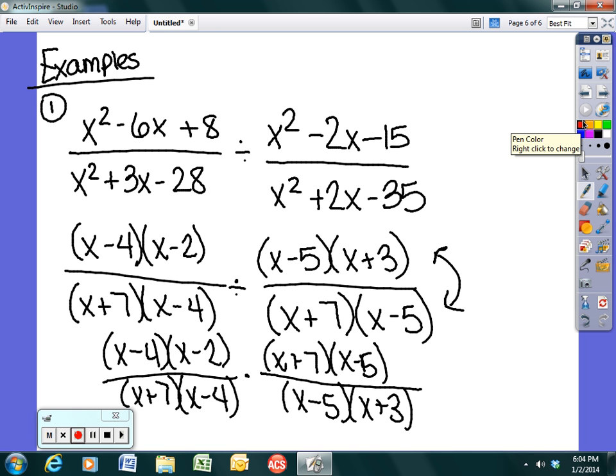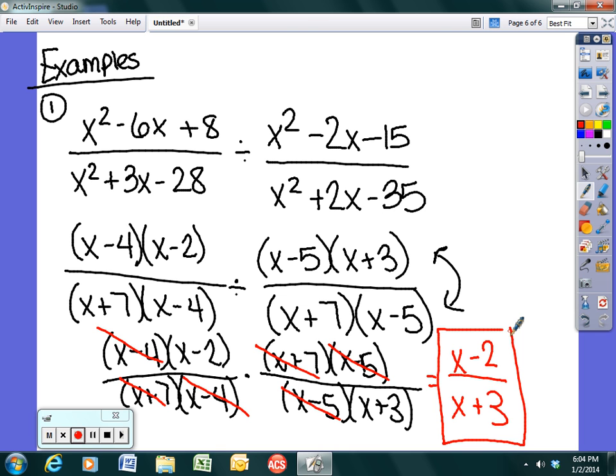Step 3, we cross cancel like terms. We can cross cancel x minus 4, x plus 7, and x minus 5. And step 4 is to multiply to find the solution. The only thing left on the top is x minus 2. And the only thing on the bottom is x plus 3. So that is our solution to the problem.